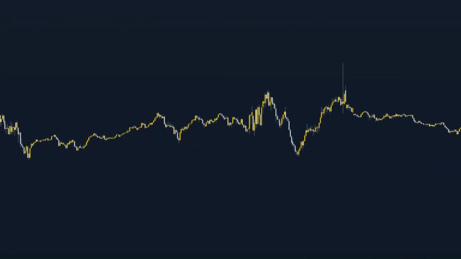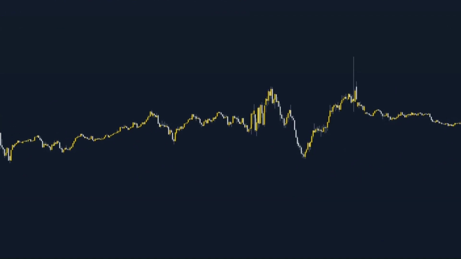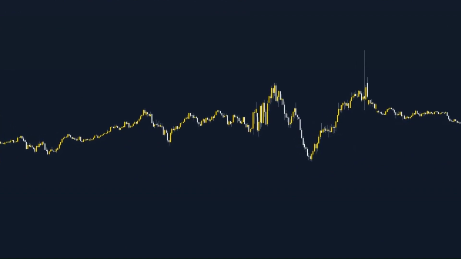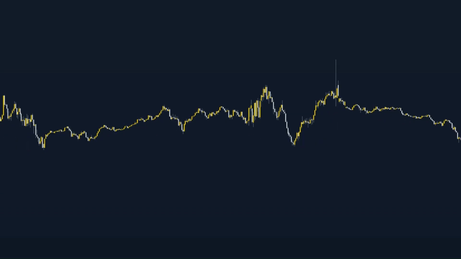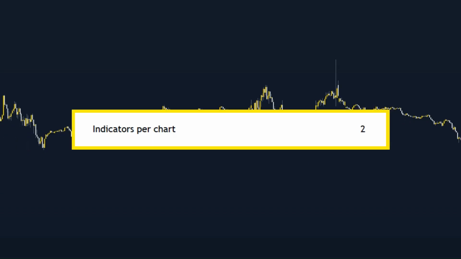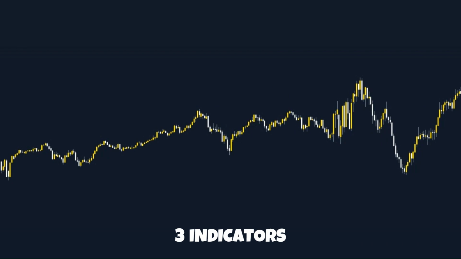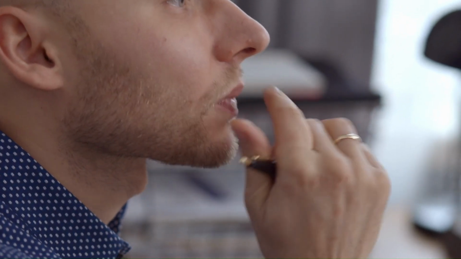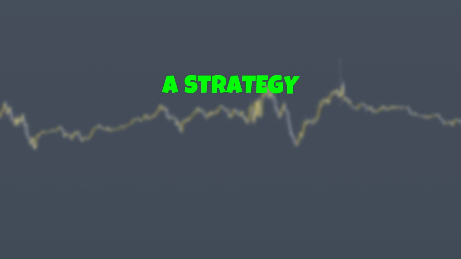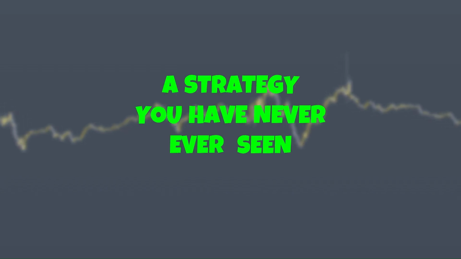But let's get straight into the 2 indicator beginner strategy. Okay, for this strategy to work, like I said, we're only using 2 indicators because TradingView has changed its plans. And for the free version, you can now only add 2 indicators instead of 3 indicators like it previously was. So I've tried to find a way to help all you guys and girls out. And I promise you, it is a strategy that you have never ever seen on YouTube.